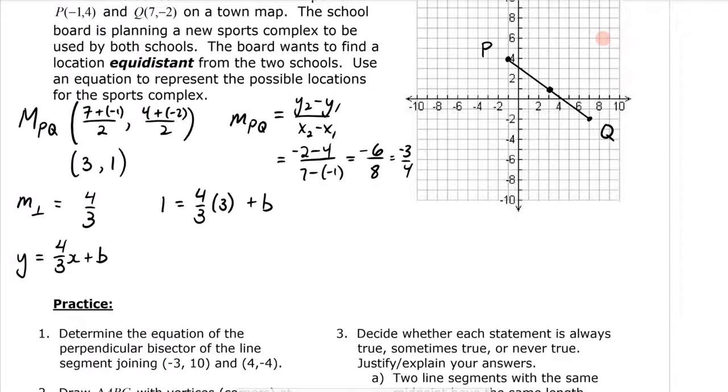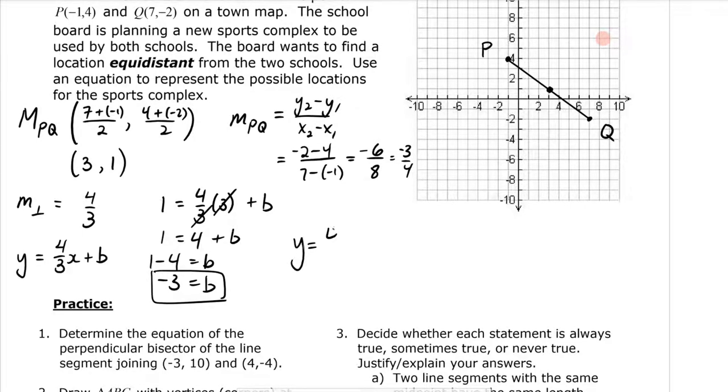Now if I solve for b, I can do some simplifications here. So 3 cancels with 3. I have 1 equals 4 plus b, and if I subtract 4 from both sides, I have 1 minus 4 equals b. Therefore, negative 3 equals b, and that's my y-intercept. So the equation of the line then is y equals 4 over 3 x minus 3.